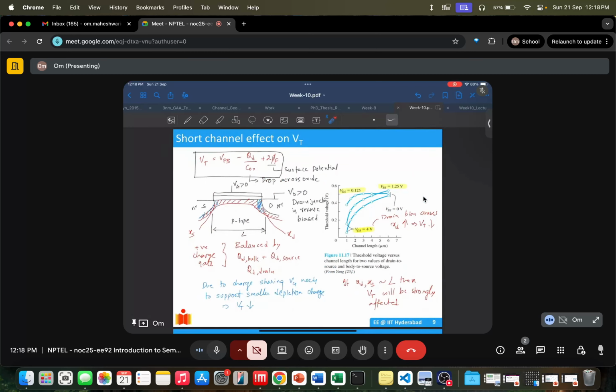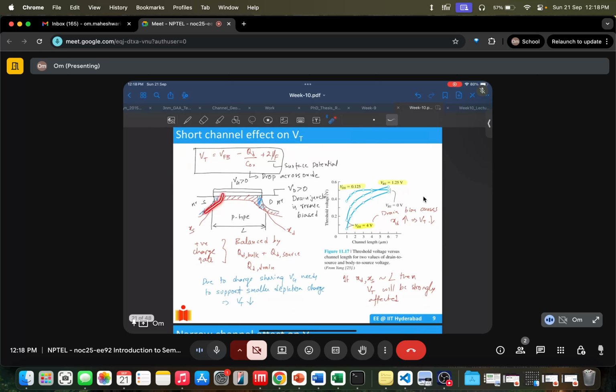Okay, so the short channel effect also has effects on the threshold voltage. Generally, threshold voltage reduces with the short channel effect. That happens again because of these depletion regions only. Your depletion charge has QD bulk, which is this one, then QD source and QD drain. When you have a shorter channel, the contribution of QD source and drain remains constant, but QD bulk reduces because you're reducing this length.